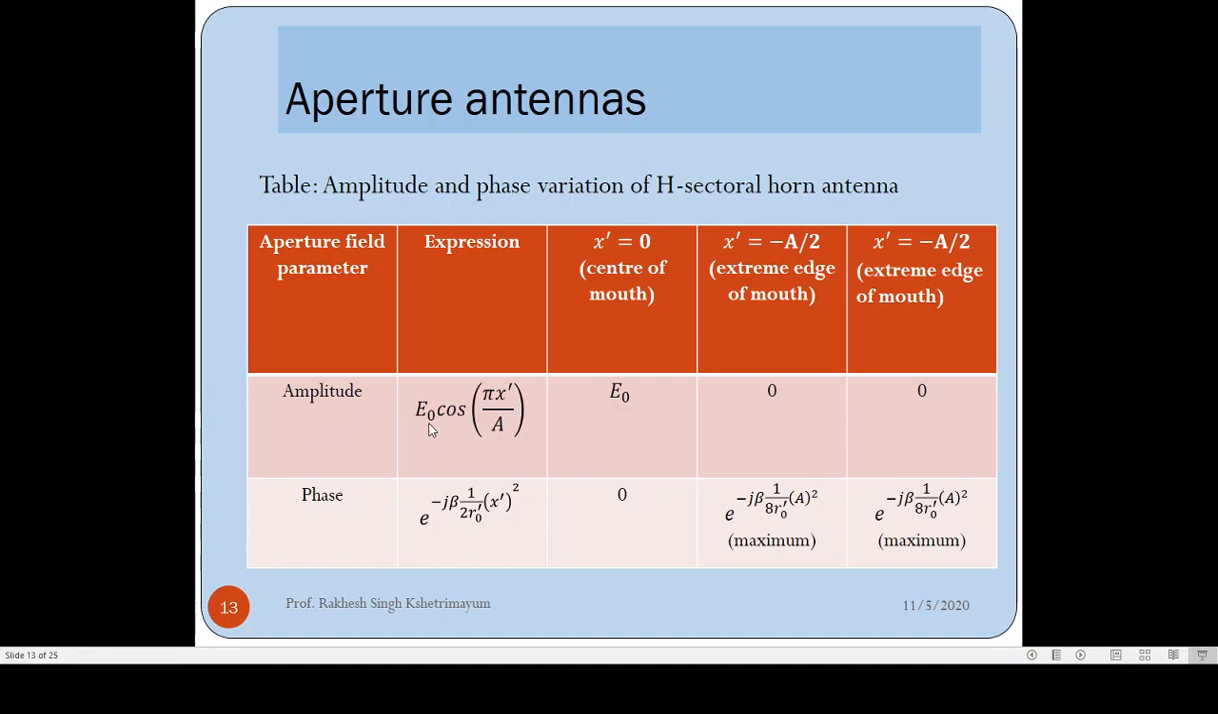Amplitude variation is E0 cosine of pi x dash by a. So what will be the field at the center of the mouth of the horn antenna? At the center, x dash is 0. When we put x dash equal to 0, this becomes 1. So we have E0 at the center of the mouth. At the two extreme ends of the mouth, we have x dash equal to minus a by 2 for the lower one, and in the upper end, x dash equal to plus a by 2. When I put x dash equal to minus a by 2 or plus a by 2, this becomes 0. So at the extreme ends of the mouth of the horn antenna, the fields are 0.